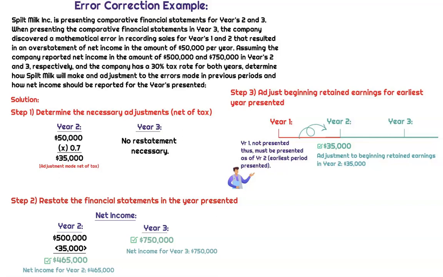What's the earliest period presented? Year 2. We're only reporting year 2 and year 3. So we're going to adjust the beginning retained earnings balance by $35,000 in year 2.